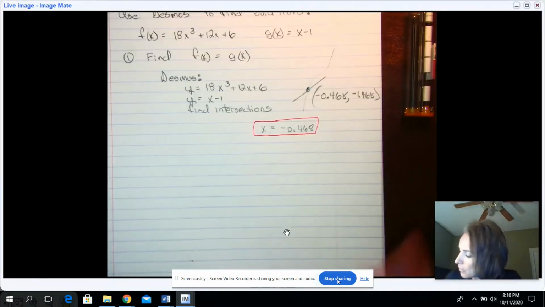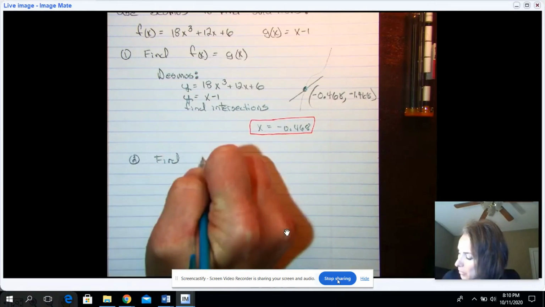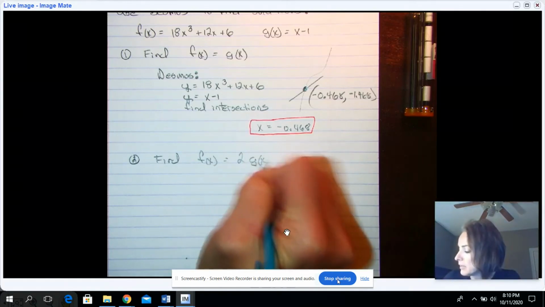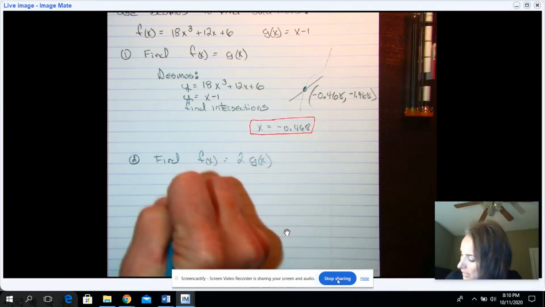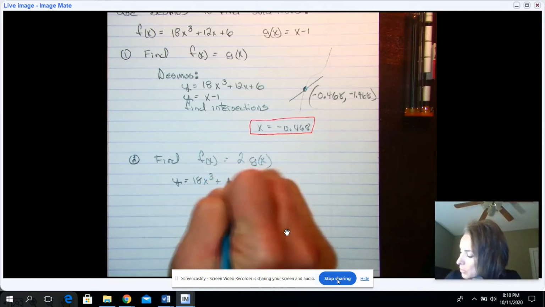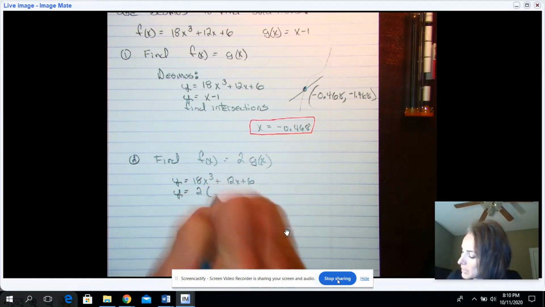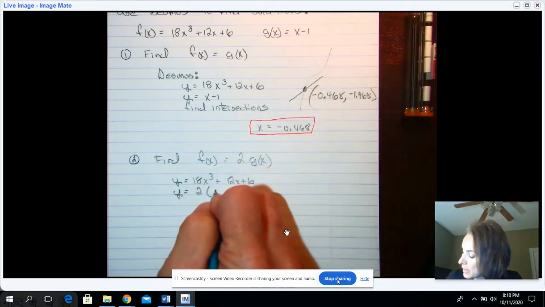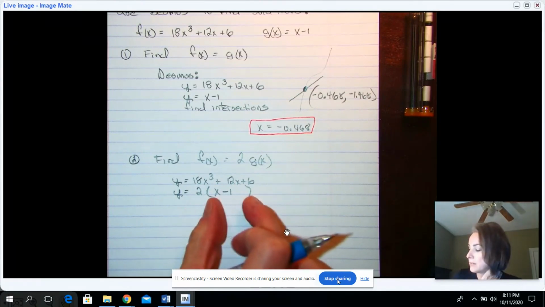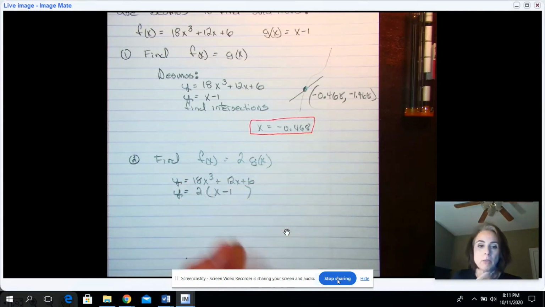All right, now if I wanted to do another one, but I wanted to find when f of x equals 2 times g of x. So you're literally doubling g of x. So the way you're going to put that into your calculator or Desmos is y equals 18x to the third plus 12x plus 6. But then for the next one, it's literally 2 times whatever g of x is, and you have to put that whole thing in parentheses. So it's 2 times all of g of x. So if it was 2 times f of x, it would be 2 out here, and all of that would have to be in parentheses.